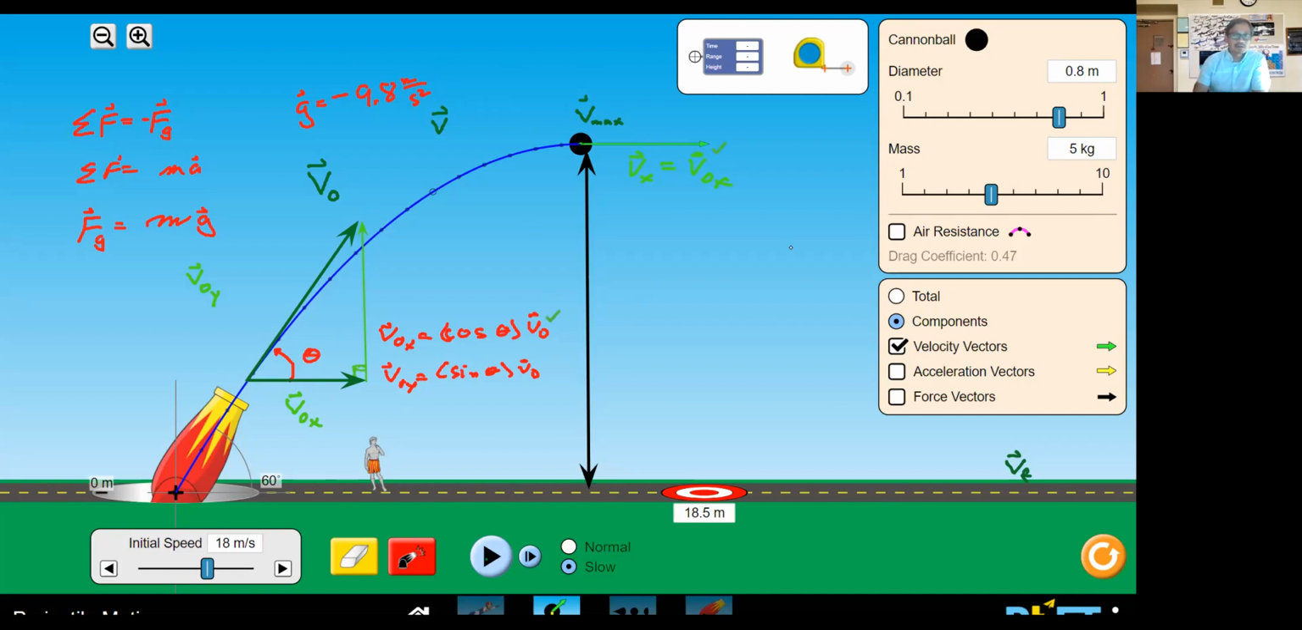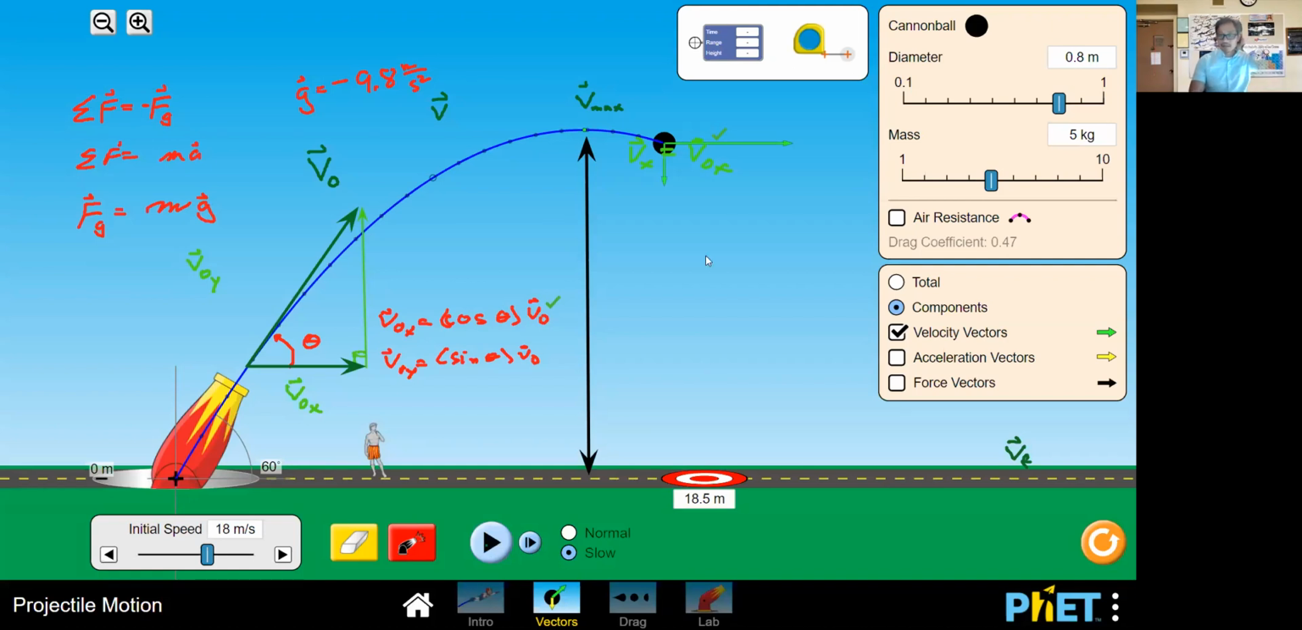So as I continue to let it go past that point, let's see what happens. What do you notice? The y component of the velocity now starts to increase, but it's going to point down. If it started pointing up in the upward trajectory, now it's going to start pointing down.